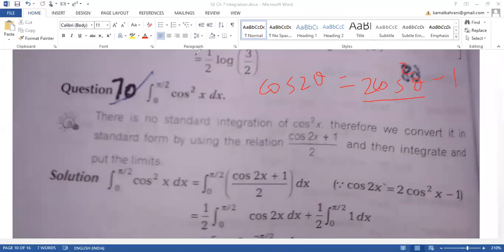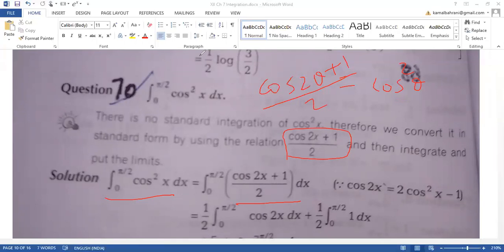So from here we can get 2 cos square theta is equal to cos 2 theta plus 1. We take the minus 1 to that side, so we have cos 2 theta plus 1. Now again we will remove this 2 from here, so we get upon 2. So cos square theta can be written as cos 2 theta plus 1 by 2. That's what they have written. So the integral from 0 to pi by 2 of cos square x will be cos 2x plus 1 by 2.